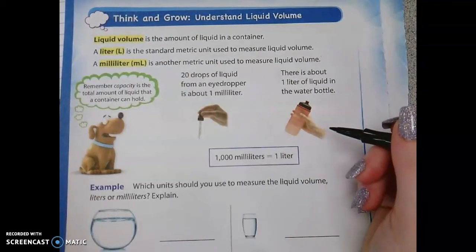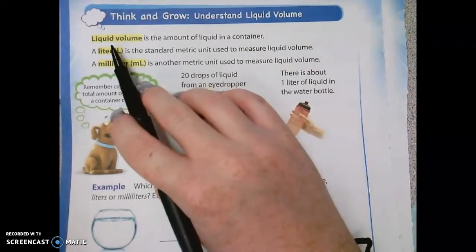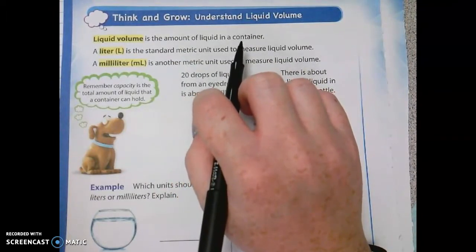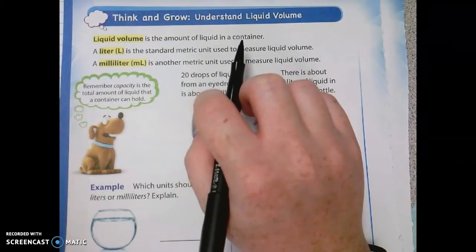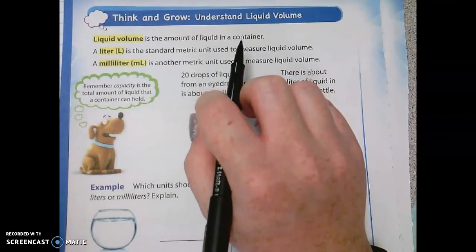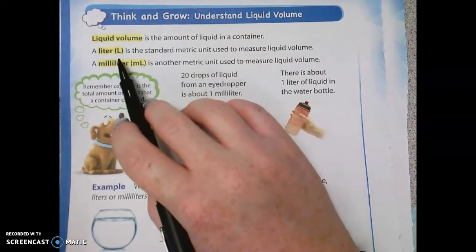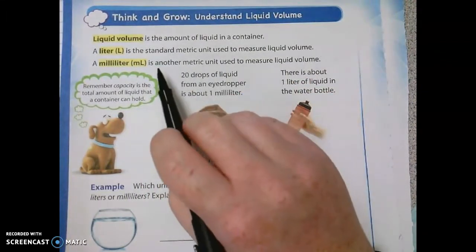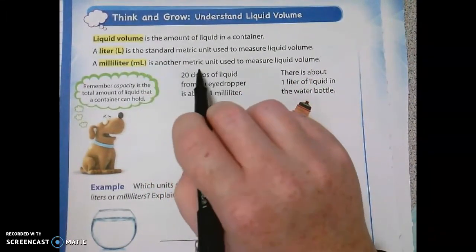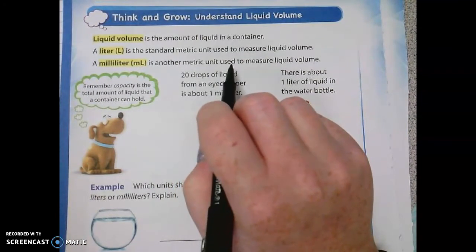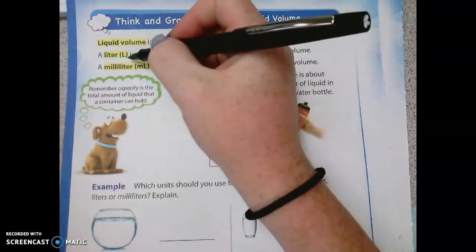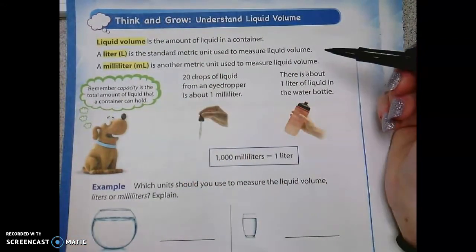Let's talk about liquid volume. Okay, so liquid volume is the amount of liquid in a container. So how much liquid is in your water bottle or your glass of water at home. A liter is the standard metric unit used to measure liquid volume. A milliliter is another metric unit used to measure liquid volume. So we have two measurements we use, liter and milliliter, okay?